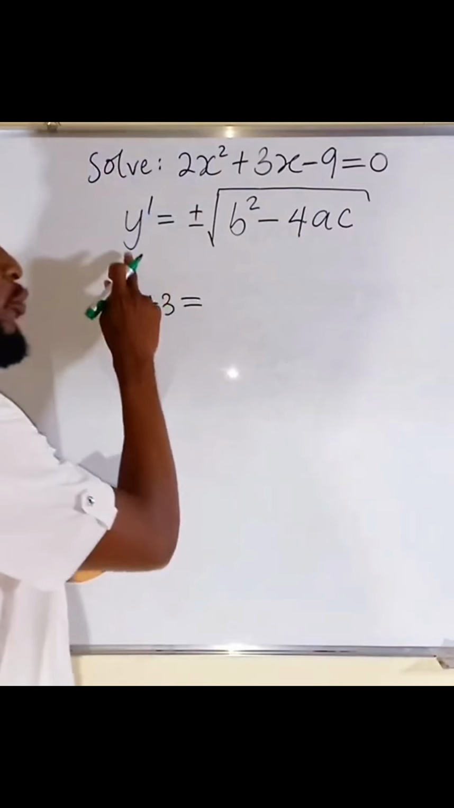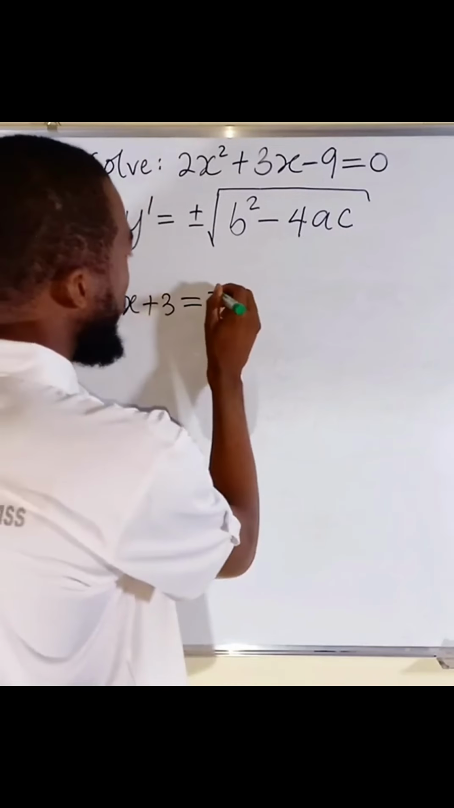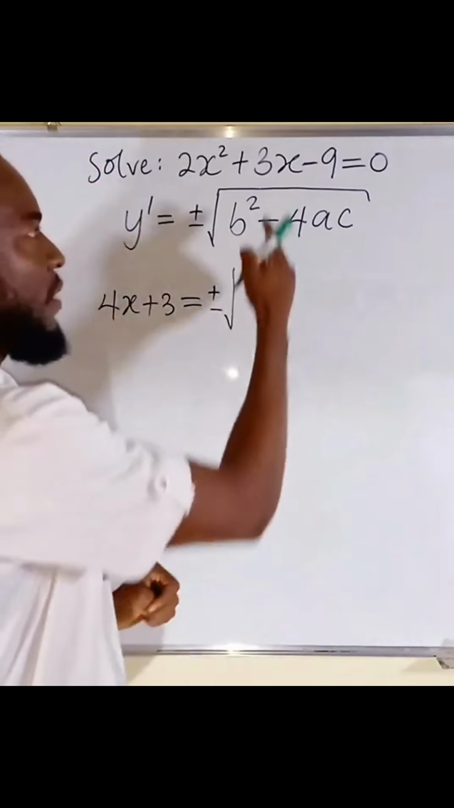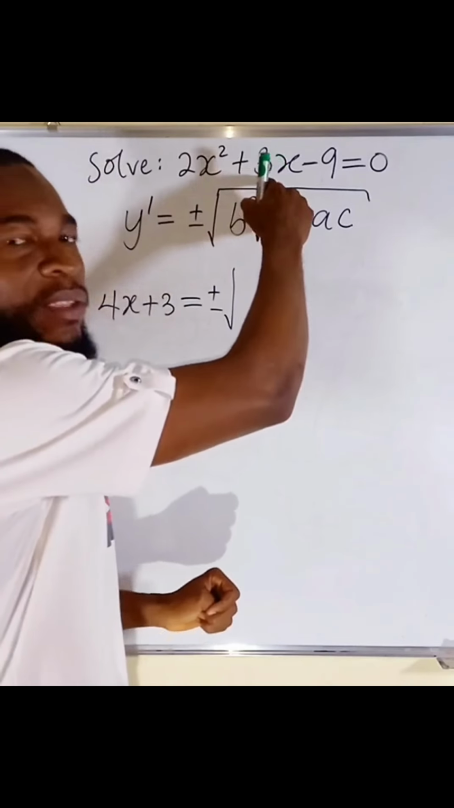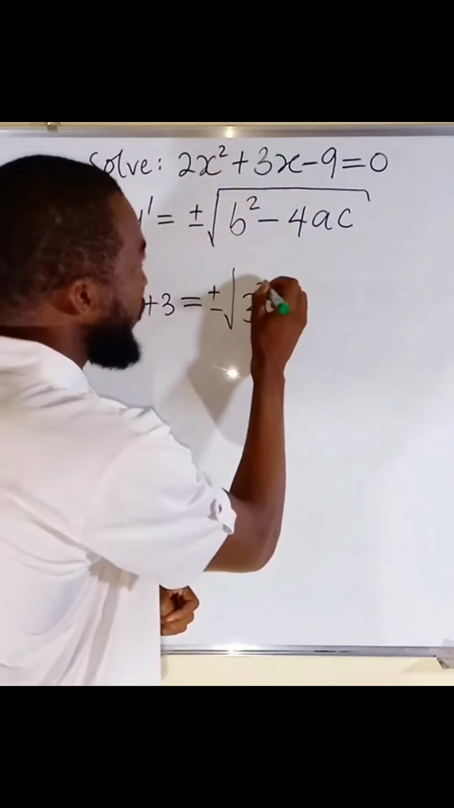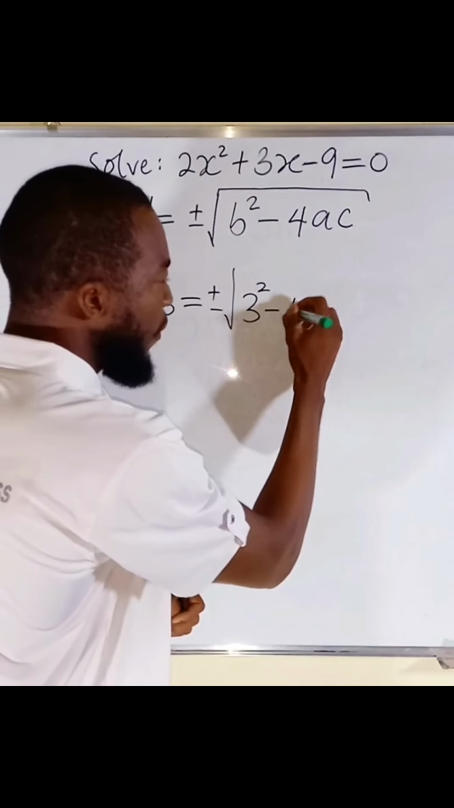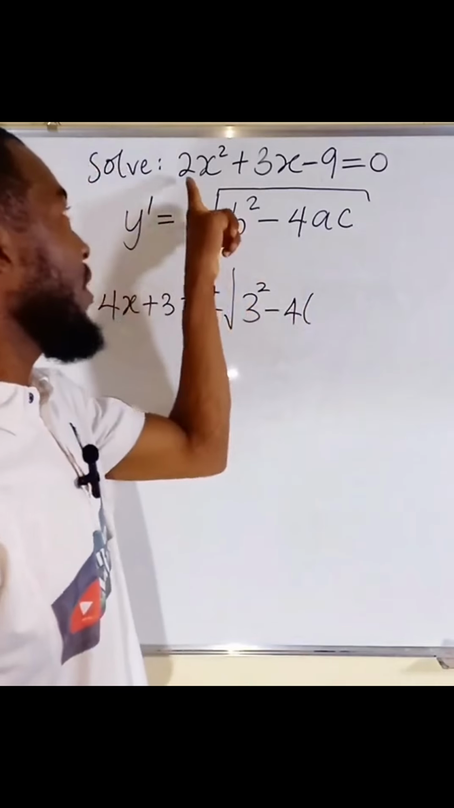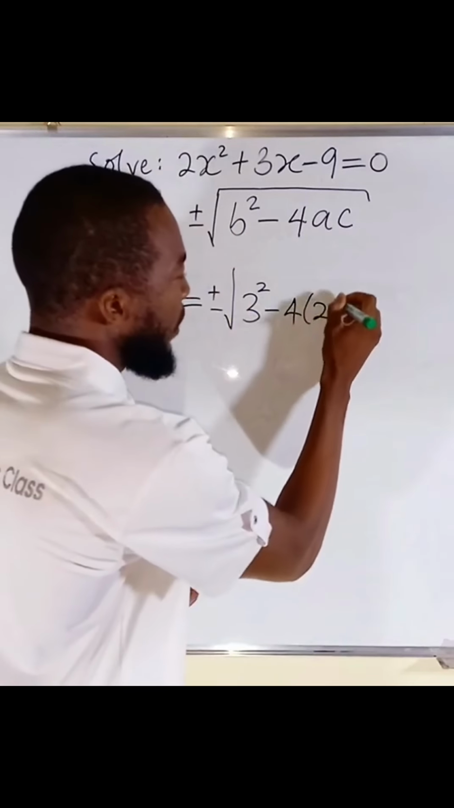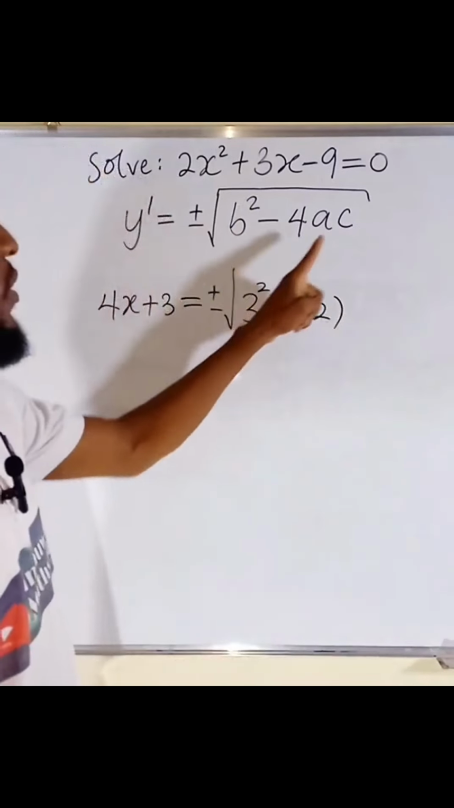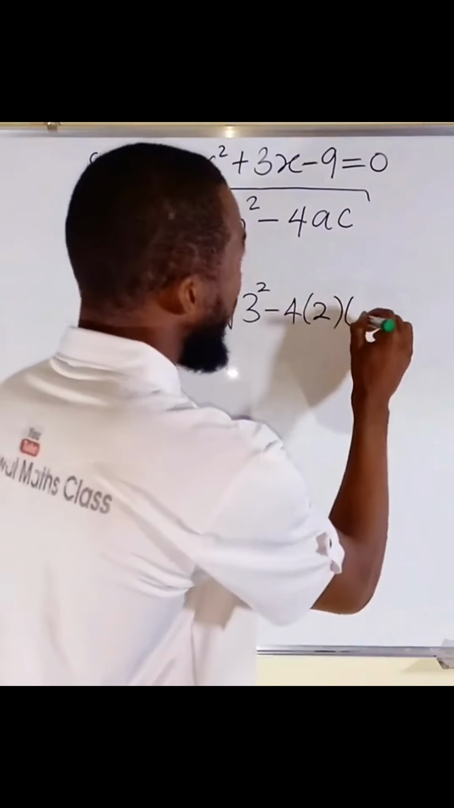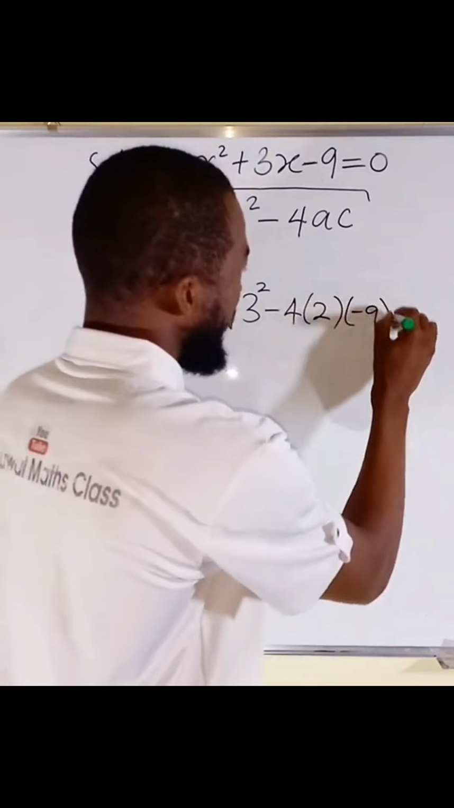This is equal to, we are done with y prime, plus or minus the square root of b squared. B is the coefficient of x, which is 3. So we have 3 squared minus 4 multiplied by a. A is the leading coefficient, which is 2. Multiplied by c, and c is the constant, which we have as -9.